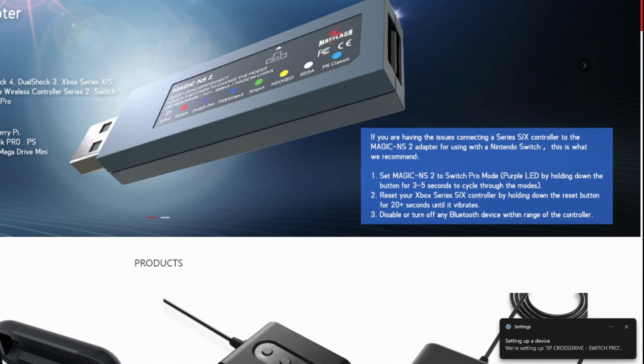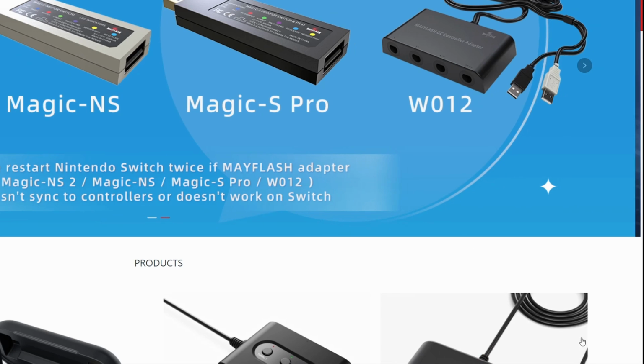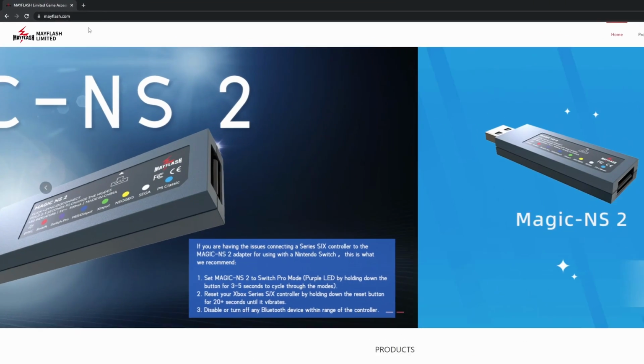So the first thing you need to do is, of course, get your Magic NS USB stick, and we're going to be connecting it to our PC. Once you connect it up, you might get "setting up this device" in the bottom right of your Windows. And once your device is fully set up, it will mention in the bottom right that it's set up and ready to go. From this point, we're going to be opening up any web browser.